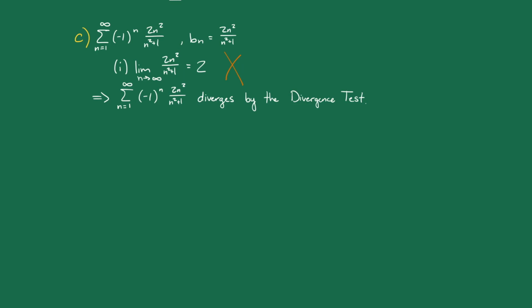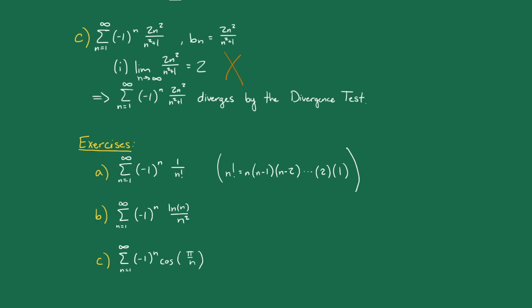These examples should give you an idea of the different scenarios you could run into while applying the alternating series test. If you would like some more practice, try to apply the alternating series test to the following series.